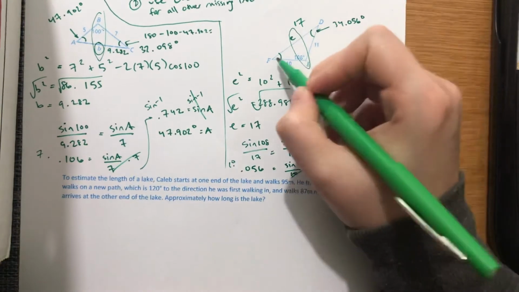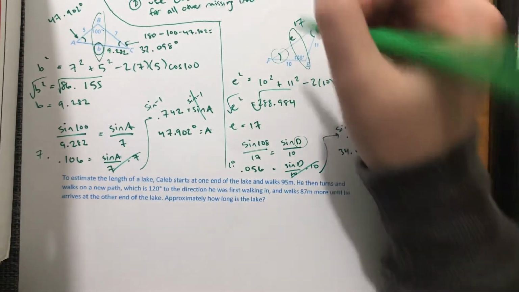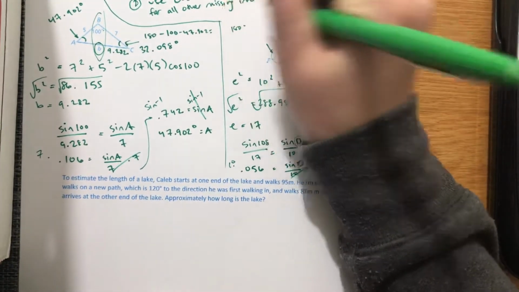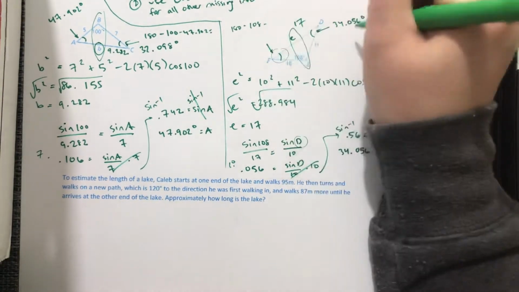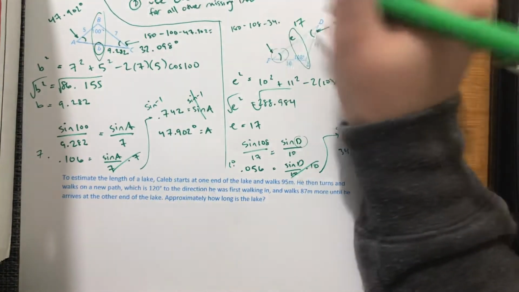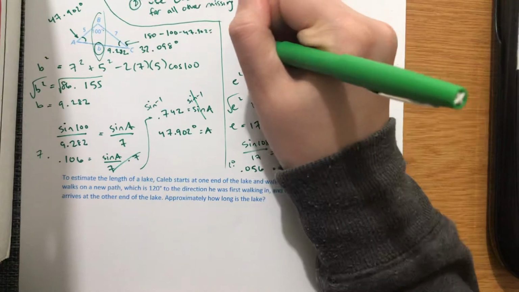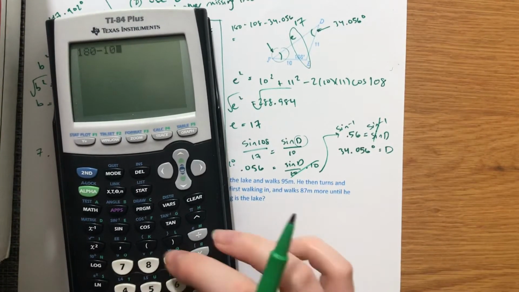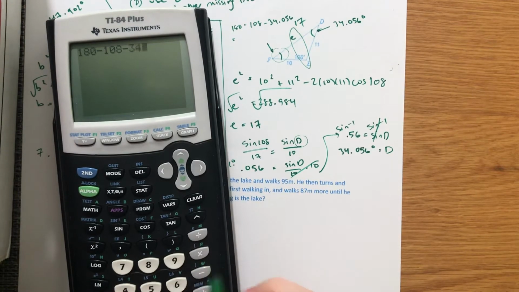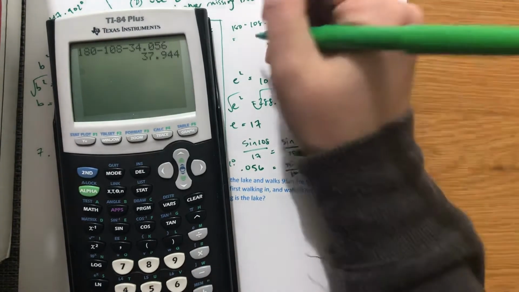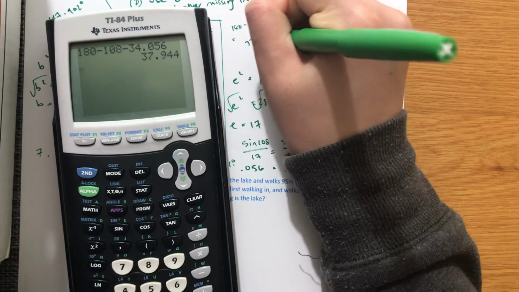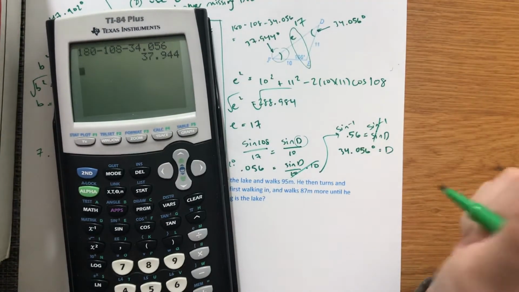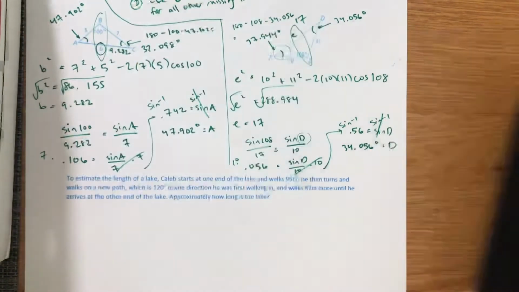So all that's left is this last angle. Remember, the easiest thing to do to find this is just 180 minus 108 minus 34.056, which is 37.944 degrees. So this is law of cosines.